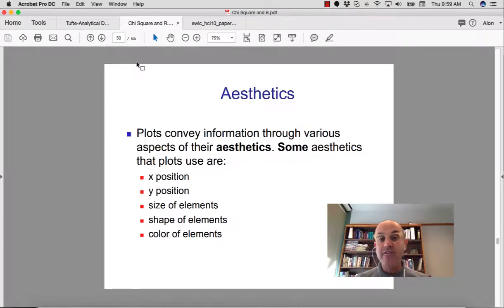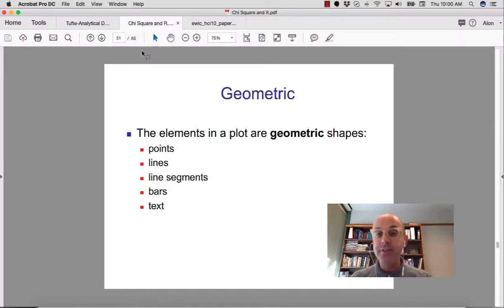So the plot conveys information with regard to the aesthetics, and the aesthetics for Hadley consists of where is the X position, where is the Y position, where is the size of the element, the shape of the elements, and the color of the elements. All of that are part of the aesthetics that I want you to think about when you do your analysis on chi-square. Think about all those components.